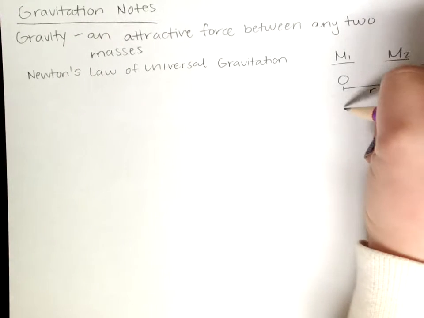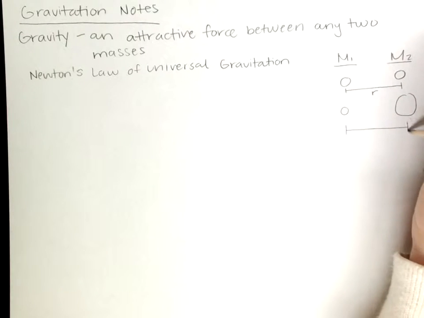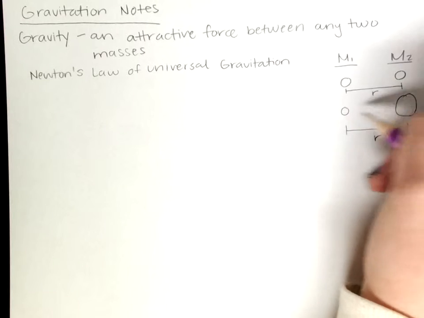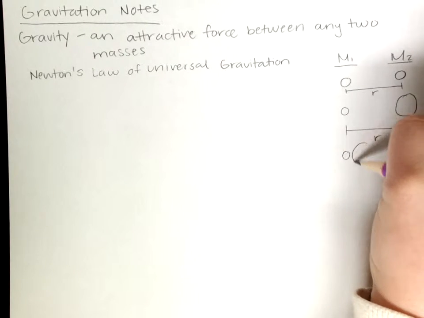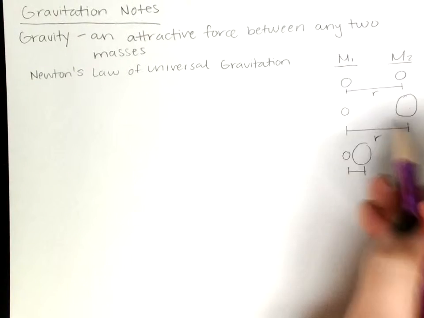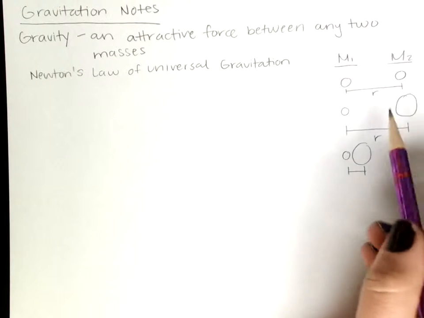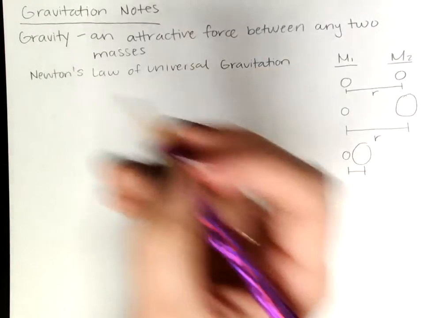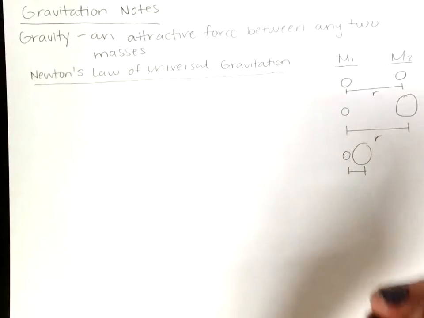So if we were to increase the mass of mass 2, keep the same distance, well, if we increase the mass of something, we're going to increase the force as well. If we decrease the radius, so if we bring them closer together, we're also increasing the force. So increasing the mass increases the force, and decreasing the radius increases the force. So let's write an equation that relates those two things, the mass and the radius.